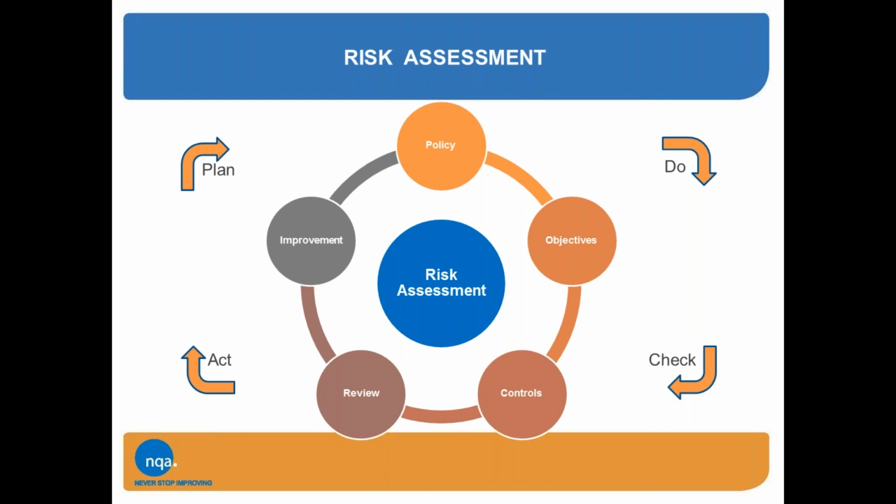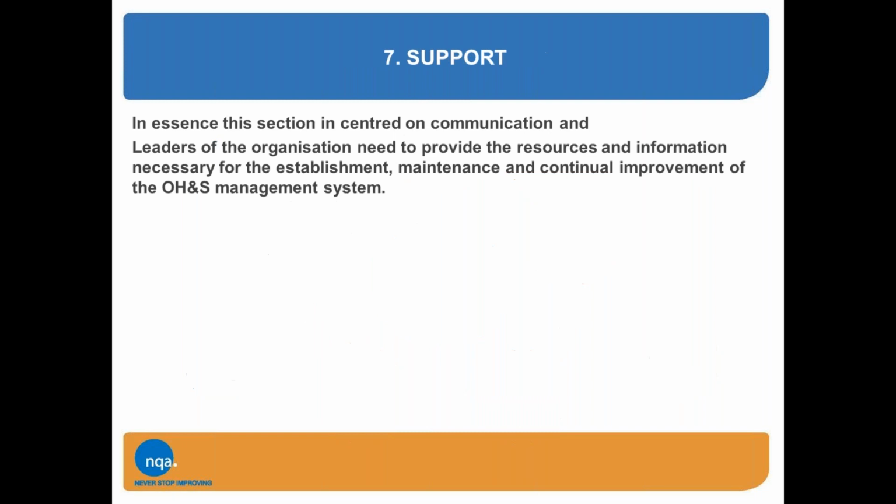So there, you've got a policy statement from the organisation, which is a requirement of the standard. You need to set objectives. You need to put controls in place in relation to risks. You need to review the effectiveness of those controls, and you need to take action to improve them where appropriate and where you can. And that's the cycle of the Plan, Do, Check, Act in relation to risk assessments.